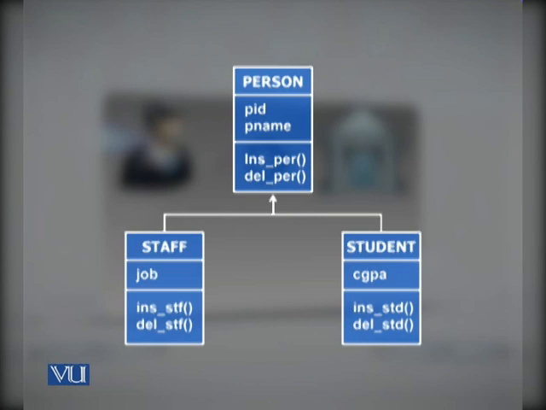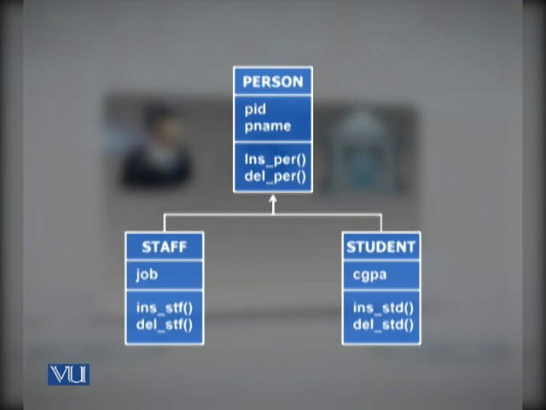So obviously all the members of the person are in the staff and student as well. In addition to these members, staff defines a job attribute, and again two methods which are insert staff and delete staff. The same is the case with the student, where we have defined one attribute, CGPA, that is associated with the student only, and then again the same two methods, insert student and delete student.